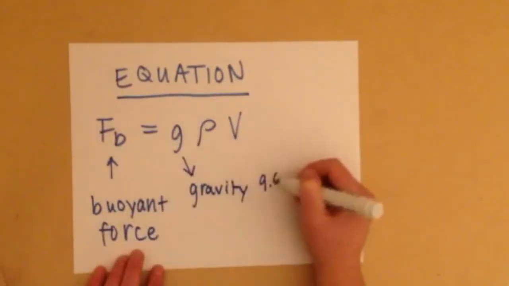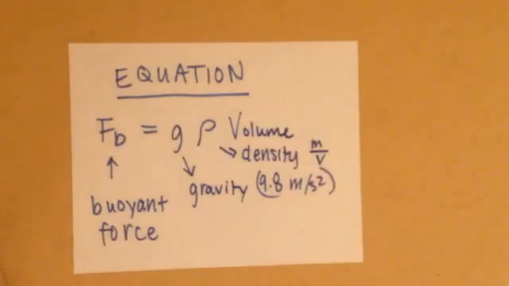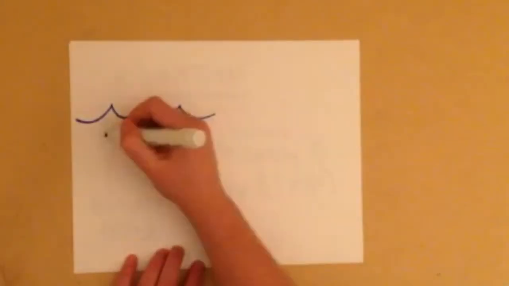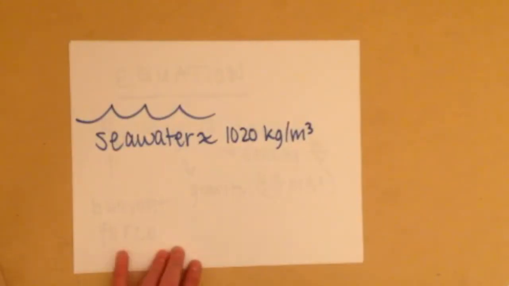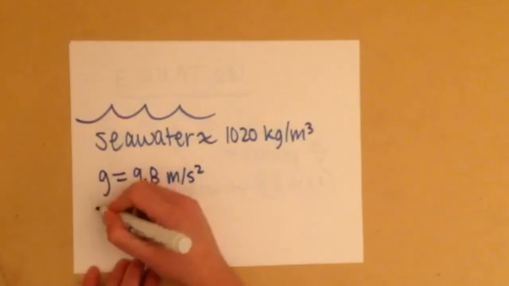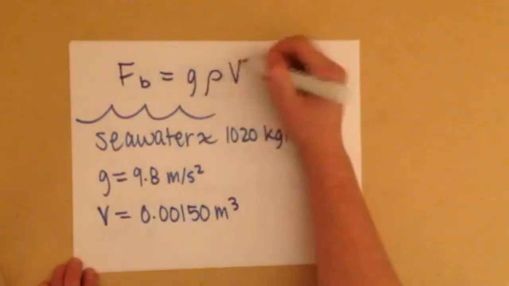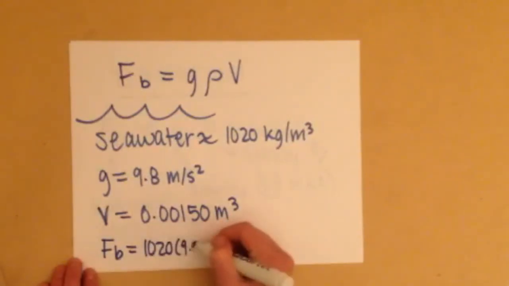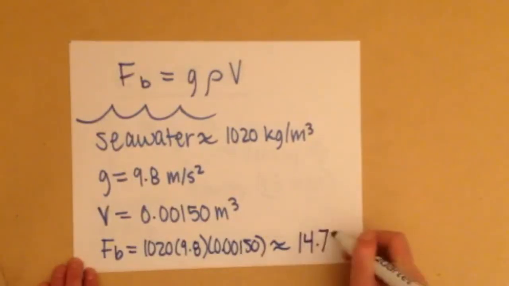The buoyant force equals gravity times the density, which is mass over volume, times the volume. Seawater has a density around 1,020 kilograms per meter cubed. Consider this density, the gravitational constant, and the volume of the displaced water. From the equation, we can see that the buoyant force is around 14.7 newtons.